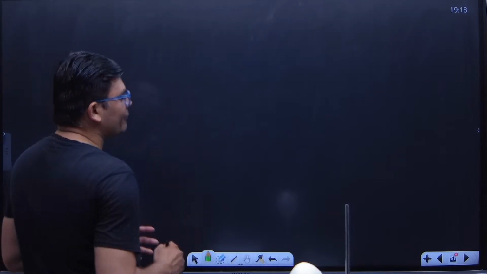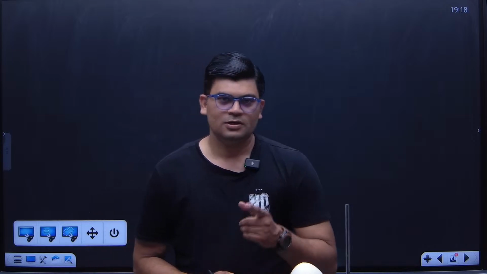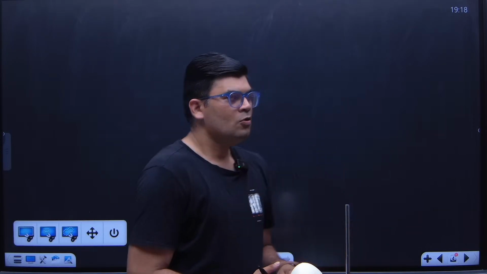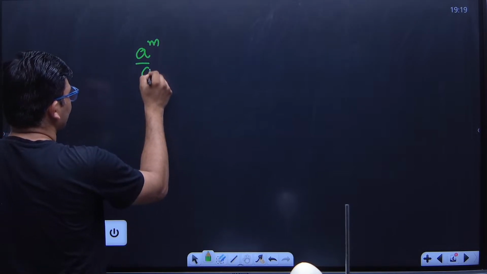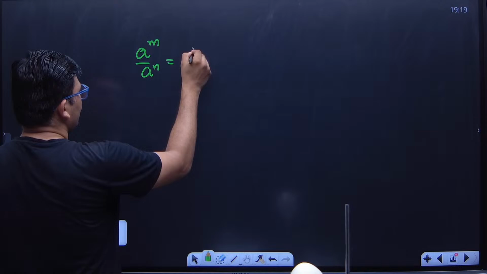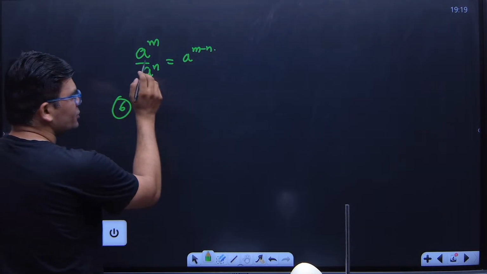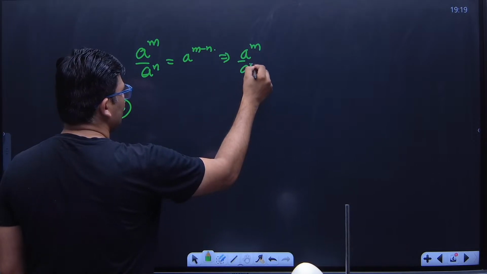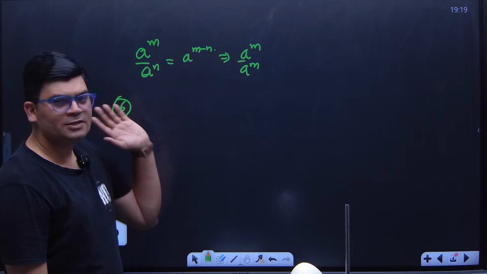Then coming to the sixth law. Sixth and the seventh law are basically the extension of the second law. What was the second law? Second law was a raised to the power m divided by a raised to the power n is equal to a raised to the power m minus n, right? So instead of n, if I write a raised to the power m divided by a raised to the power m, the law must hold good for this as well.